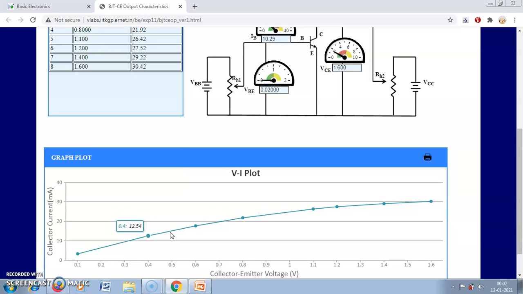For stability of the amplification, the linearity of the transistor is very important. So biasing is very important, and there are different types of biasing. I will discuss the biasing of the transistor in the next class.